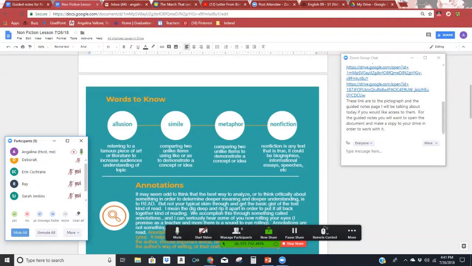I'm going to talk about direct quotes a little bit further when we can actually see them in action, but I want you to be able to define nonfiction, because this is the meat of why we're here today. Nonfiction is any text that is true. It could be biographies, informational essays, speeches. It could be your textbook, a history book, or the story of a historic battle. There are so many types of nonfiction out there.